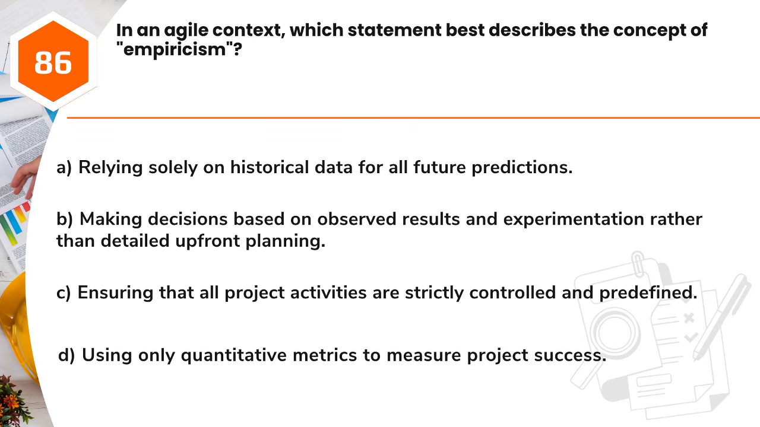Question 86. In an Agile context, which statement best describes the concept of empiricism? A. Relying solely on historical data for all future predictions. B. Making decisions based on observed results and experimentation rather than detailed upfront planning. C. Ensuring that all project activities are strictly controlled and predefined. D. Using only quantitative metrics to measure project success.